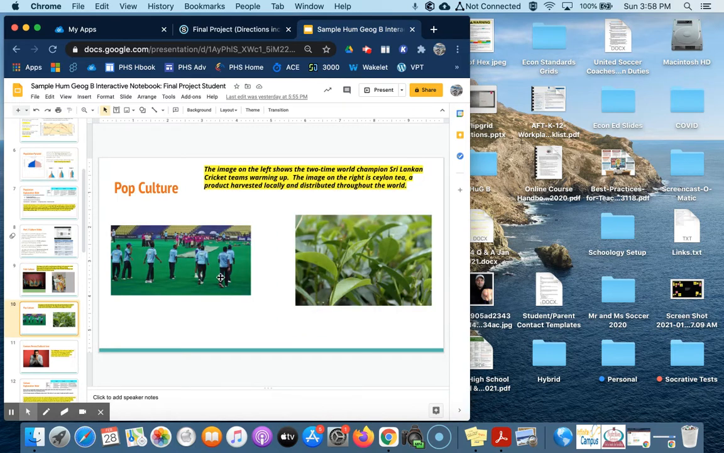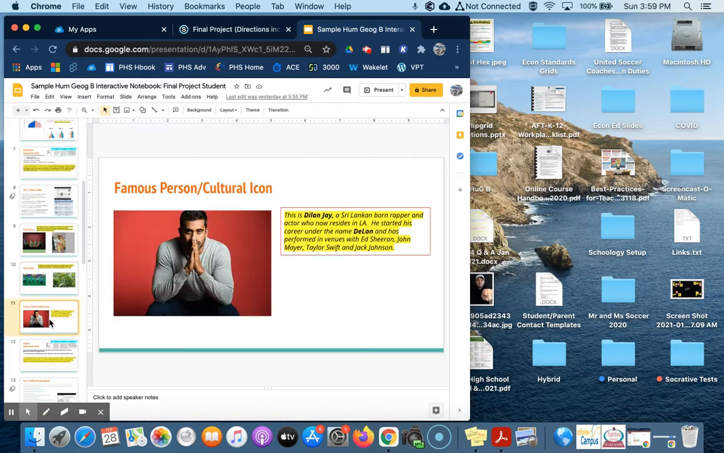For pop culture, I found a couple of pieces here. I found the Sri Lankan cricket team, 2-time world champion, warming up. I thought that was pretty cool. And then Ceylon tea is a very popular tea that's grown in Sri Lanka and then shipped throughout the world. So tea drinking certainly pop culture phenomenon. A famous person that I discovered from Sri Lanka is a guy that went by the name of Dilan. His real name is Dilan J, a Sri Lankan-born rapper and actor who now resides in Los Angeles. He's performed with the likes of Ed Sheeran, John Mayer, Taylor Swift, and Jack Johnson as an opening act for them on tours.